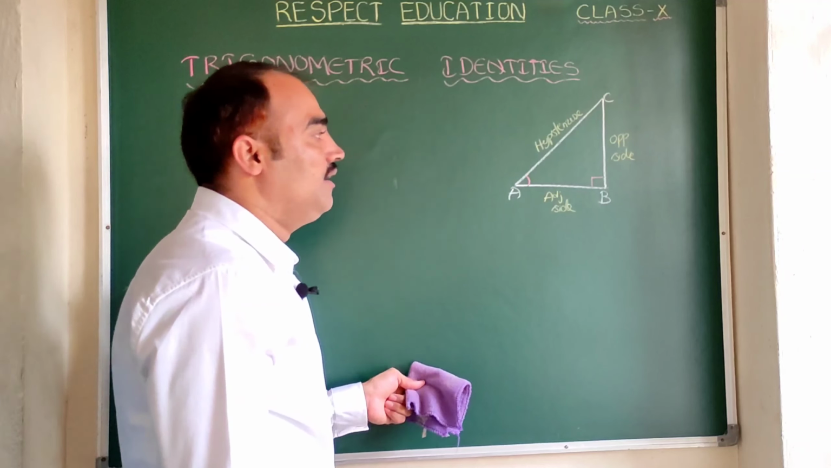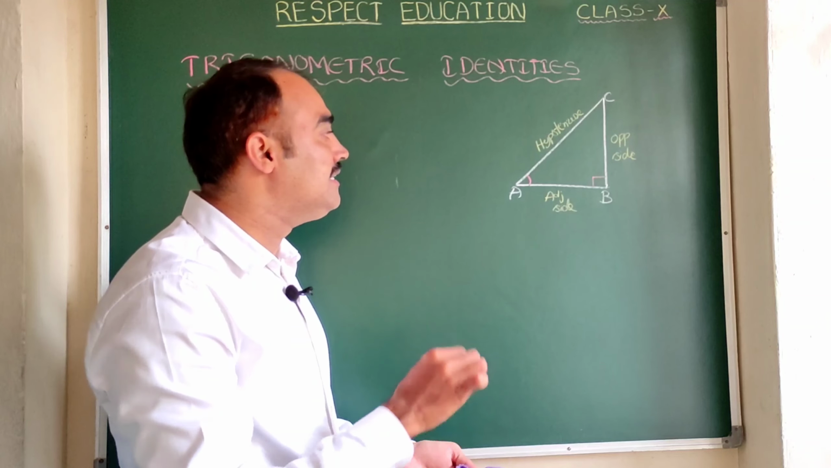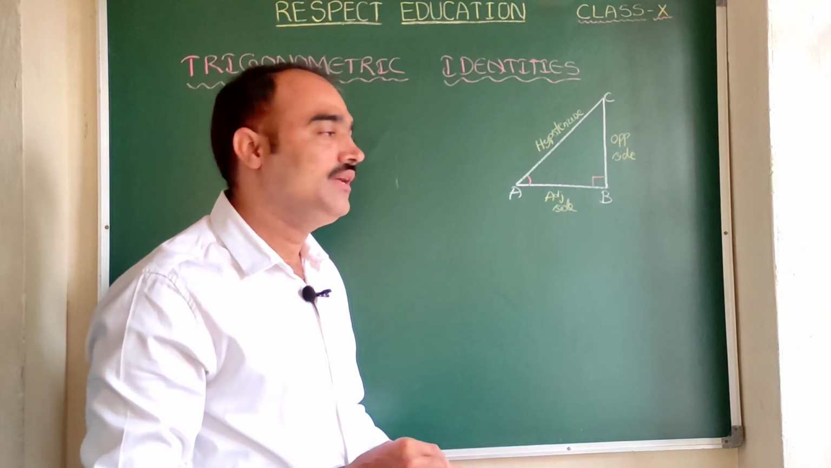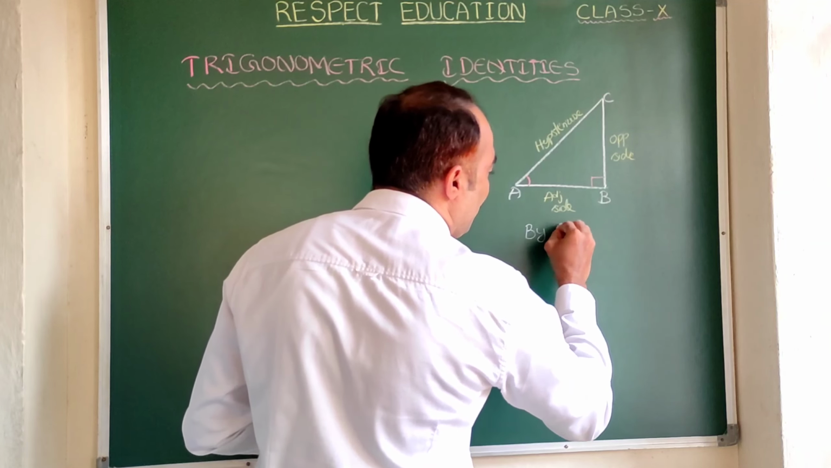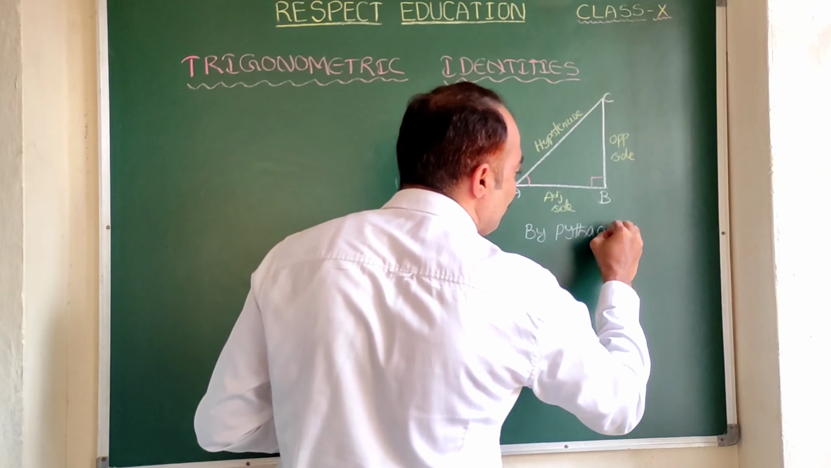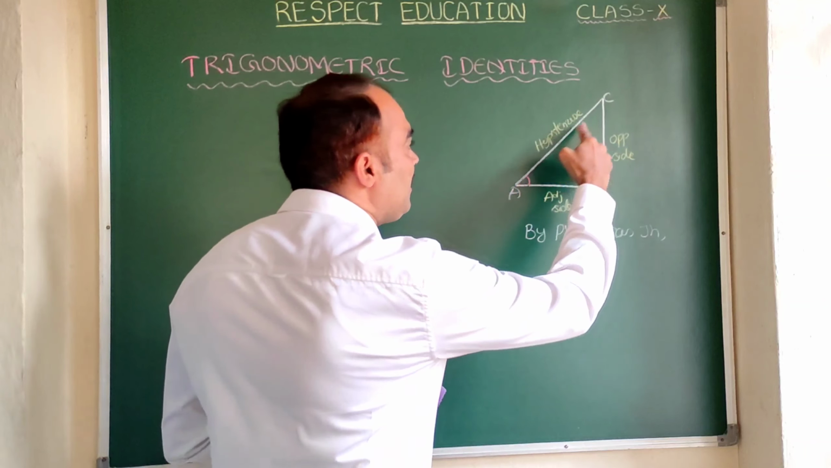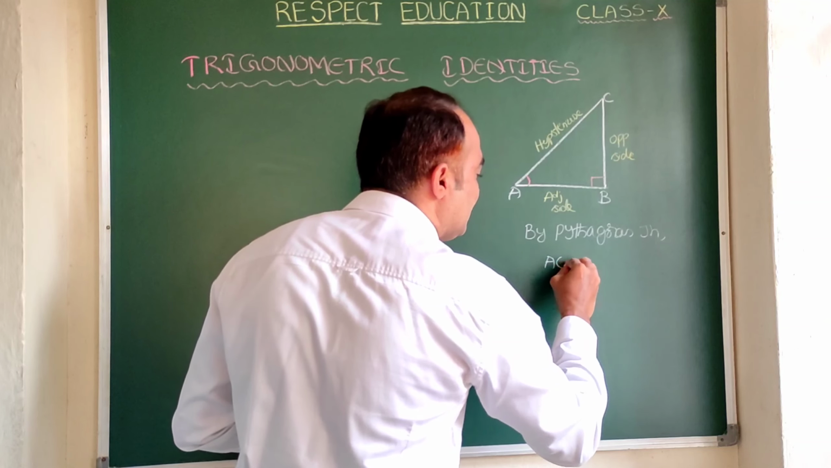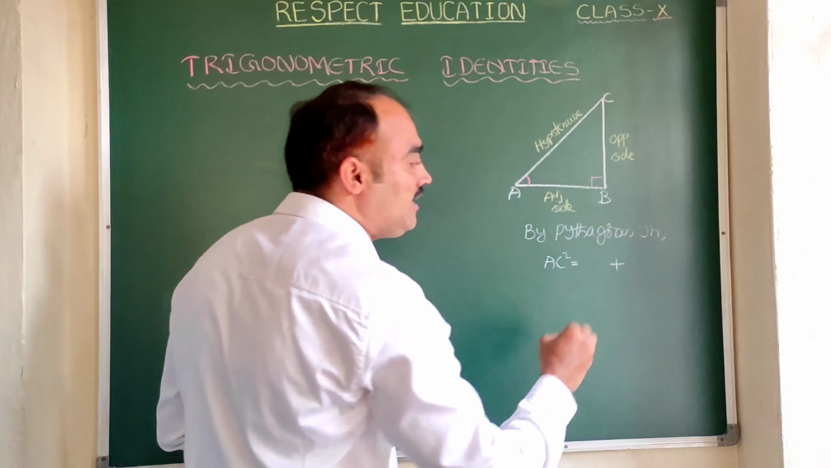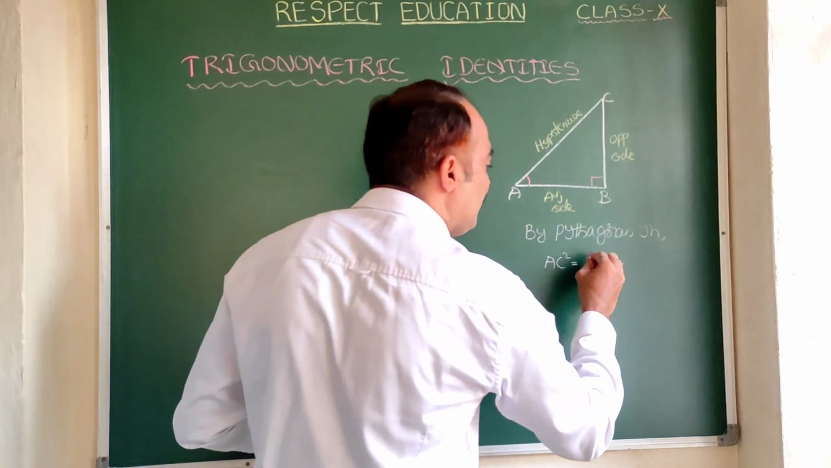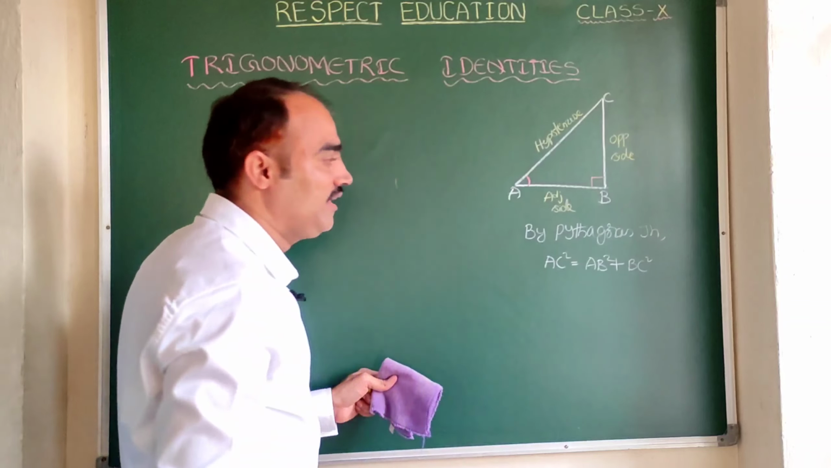Okay. Now, which kind of triangle is it? Right angle triangle. For a right angle triangle, there is a special theorem. What is the theorem? Pythagoras theorem. Yes, let us apply the Pythagoras theorem here. So, by Pythagoras theorem, the square of the hypotenuse, that is AC square, is equal to the sum of the squares of the other two sides, means AB square plus BC square. This is the Pythagoras theorem.